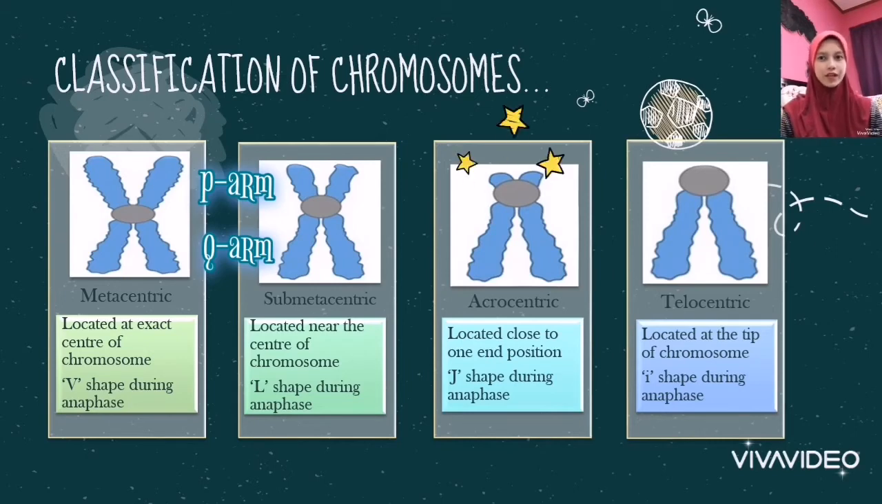For acrocentric, the centromere is positioned at one end of the chromosome in such a way that it produces a very short P arm and exceptionally long Q arm. Acrocentric chromosomes appear as J-shaped structures in the anaphase stage of cell division. And lastly, the telocentric chromosomes. The centromere is located at the proximal end of the chromosomes. Thus, telocentric chromosomes are long rod-like chromosomes and appear as I-shaped structures during anaphase stage of the cell division.